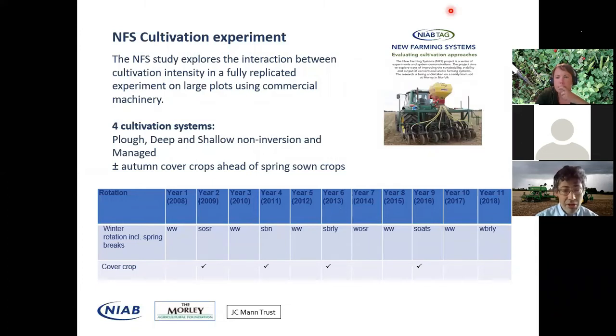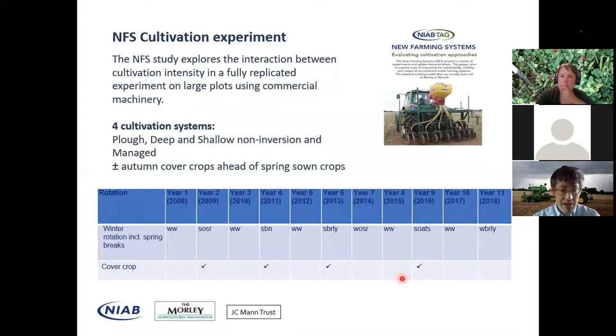So it's a plough, a deep and a shallow non-inversion. So deep typically targeting 20 centimetres cultivation, shallow typically targeting 10 centimetres. A managed approach, which is either one of the above, the plough, deep or shallow, depending on the conditions at the time of cultivation and the previous history in terms of weed management or potentially a cultivation plan that may have developed over time. And then we use that with or without an autumn cover crop ahead of the spring sown crop rotation.